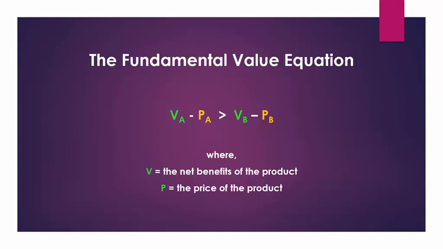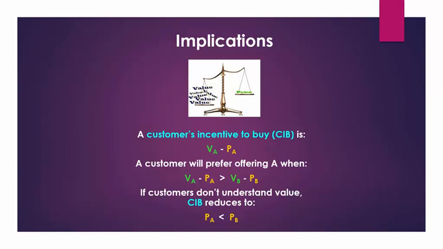And we're going to conclude that in deciding between two products, if the value of A minus the price of A is greater than the value of B minus the price of B, then we're going to choose product A. So everything we discuss is basically going to be drilled down from these formulas. All right, now the fundamental value equation has some important implications. The first of which is the idea of customer incentive to buy, which is a classic Michael Porter term.